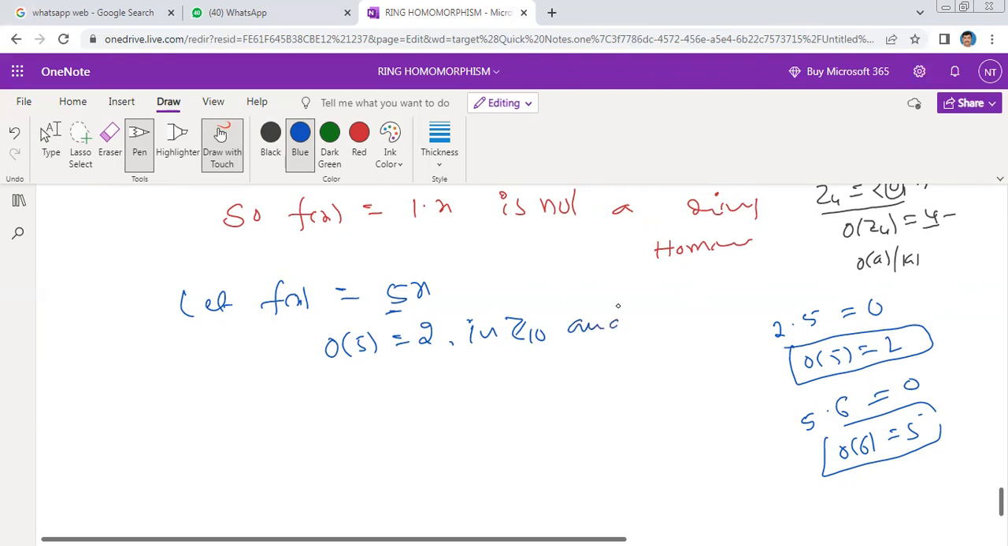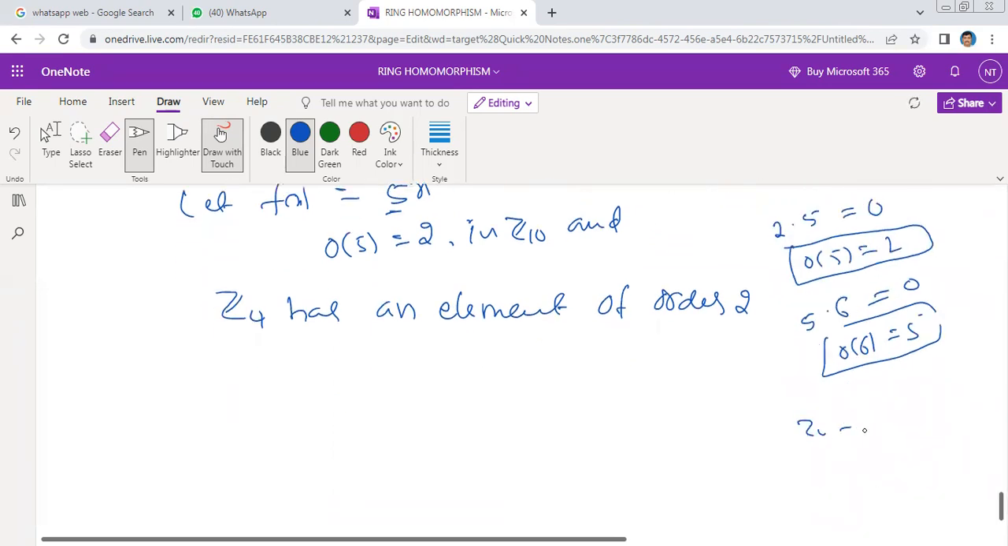Okay, and what is the domain? Z4. Z4 has an element of order 2. Let's check: does Z4 have any element of order 2? Z4 is equal to {0, 1, 2, 3}. What is the order of the element 2? 2 into 2 is equal to 0. The order of 2 is equal to 2. There is such an element. Z4 has an element of order 2.